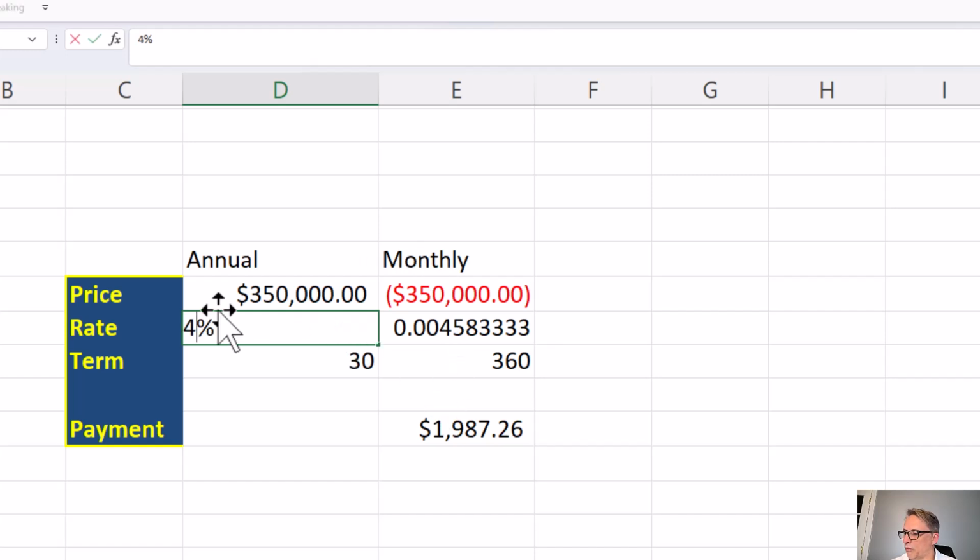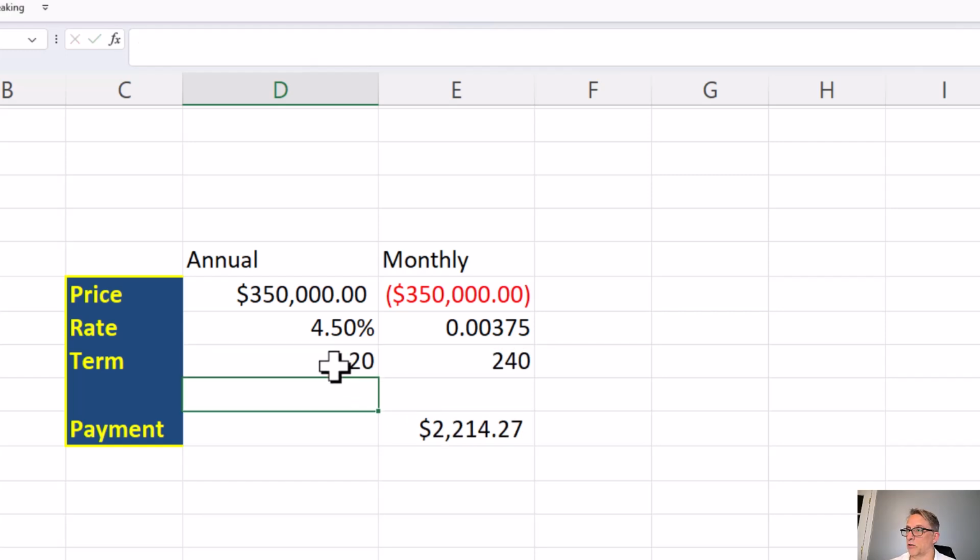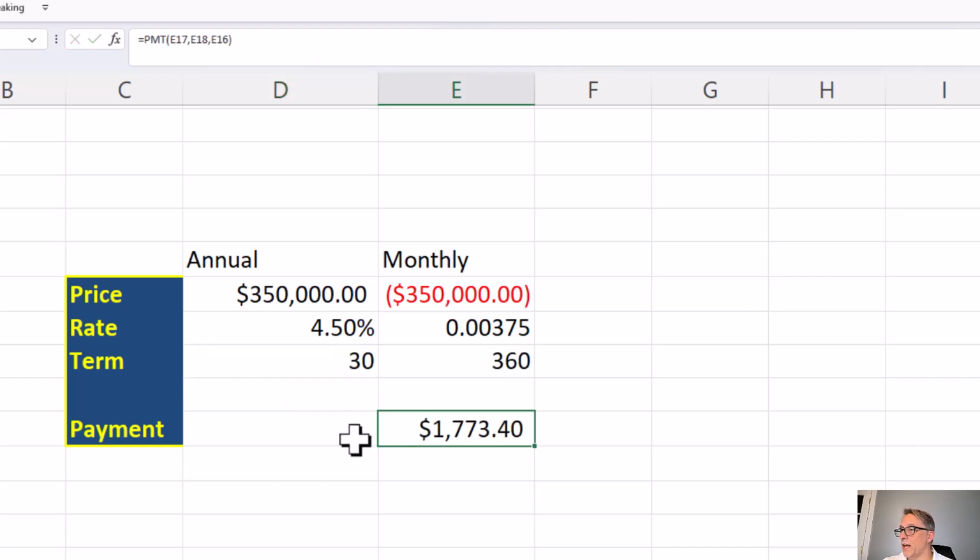If the interest rate is 4.5%, it's a lot cheaper. If we go to 20 years, it's more expensive again. So that's it. That's the payment function. It's really, really useful to calculate payments on houses or cars so you know exactly what you're getting when you go try to finance one of those things.